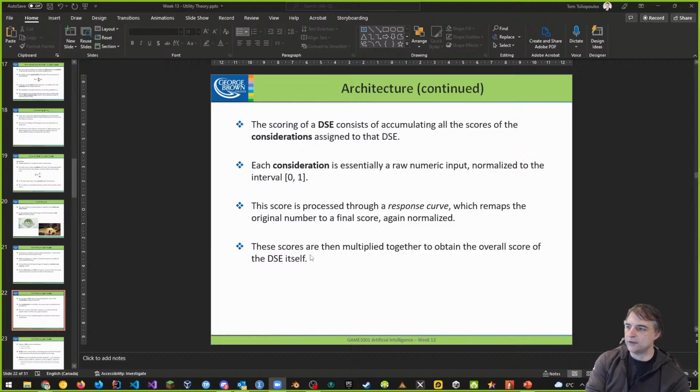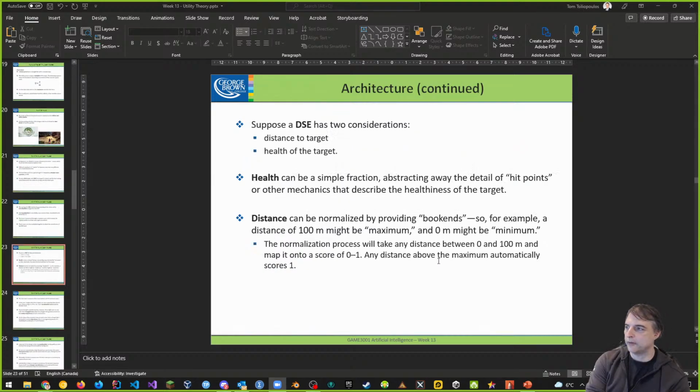Okay, so again, these scores are multiplied together to obtain an overall score for the decision score evaluator itself. That's one thing we want to do. And now let's suppose a DSC has two considerations. Remember, when I say consideration, there are two possible actions or two things that the agent really cares about. When we say considerations, we want to think about considerations almost like motivations.